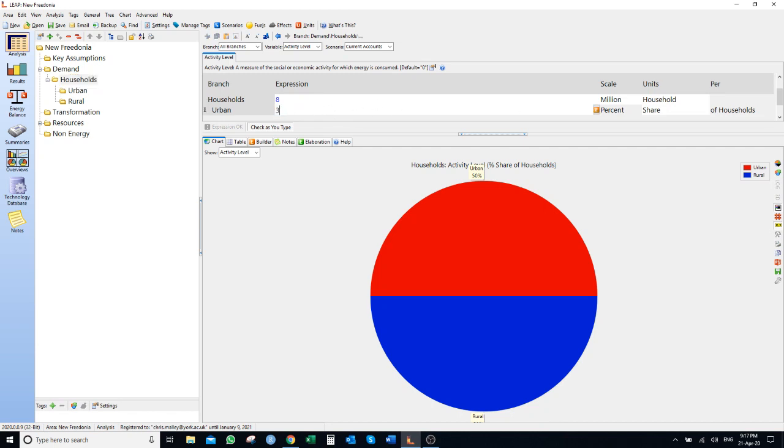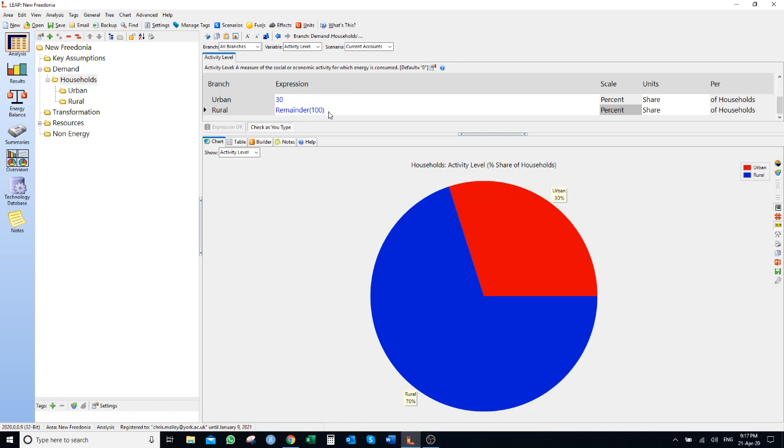In urban areas, I have 30% of those households. In rural areas, I have the remainder, whatever's left. Within LEAP, we can represent the remainder. We could either enter 70, but entering the remainder is helpful because then when we create scenarios into the future, if we change the number of urban households, the number of rural households changes automatically.